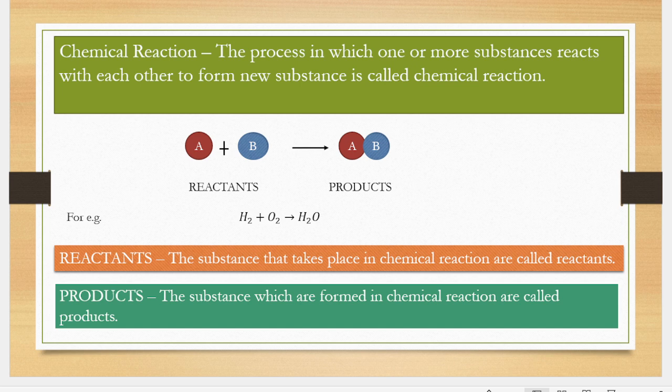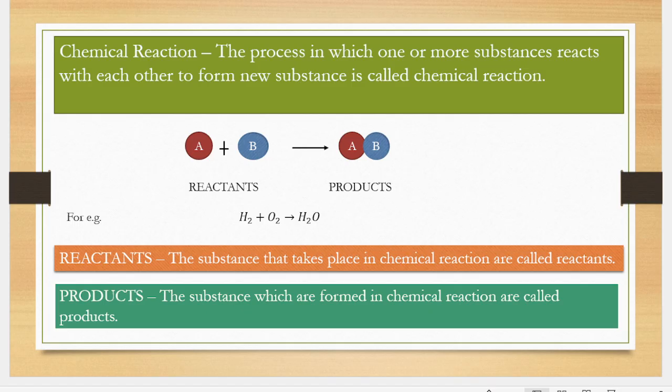The process in which one or more substances react with each other to form a new substance is called a chemical reaction. एक या एक से ज्यादा सब्सटेंस एक दूसरे के साथ रिएक्ट होकर जो नया सब्सटेंस फॉर्म होते हैं उसे केमिकल रिएक्शन कहते हैं. This chemical reaction has two components. One is the reactant and the other is the product.